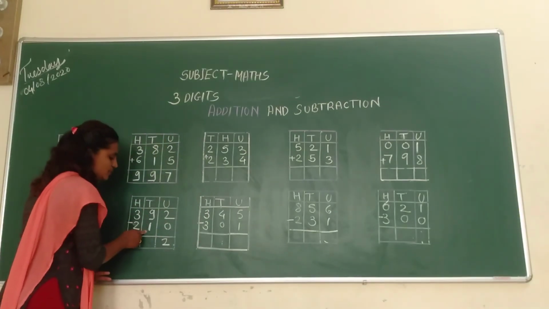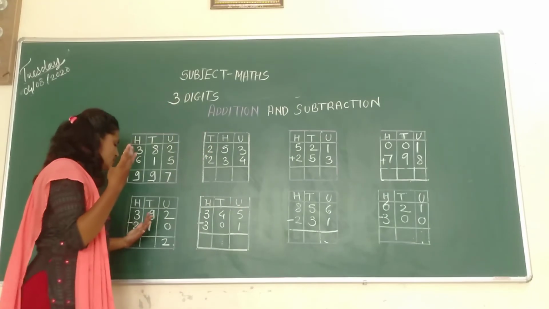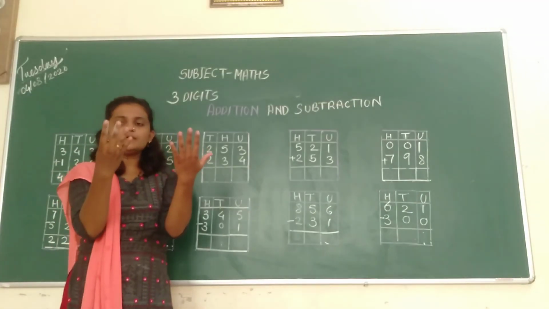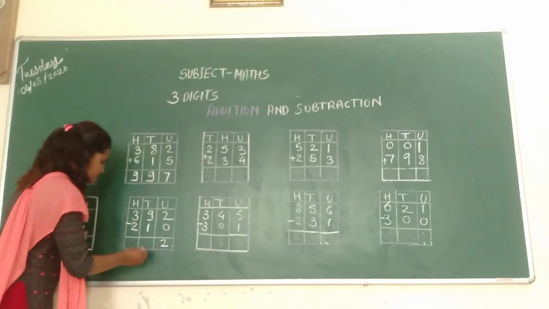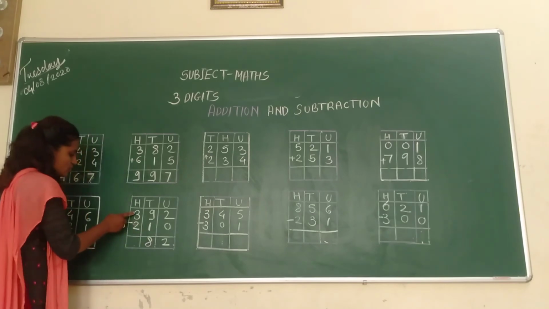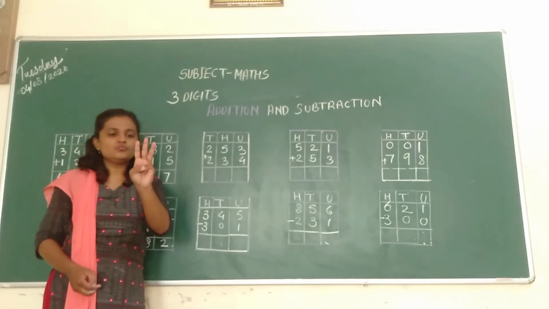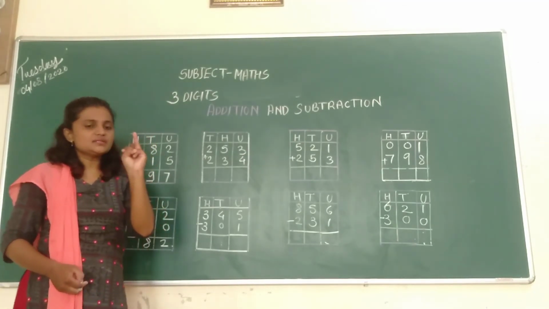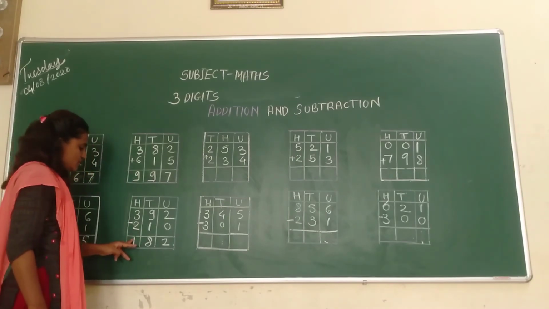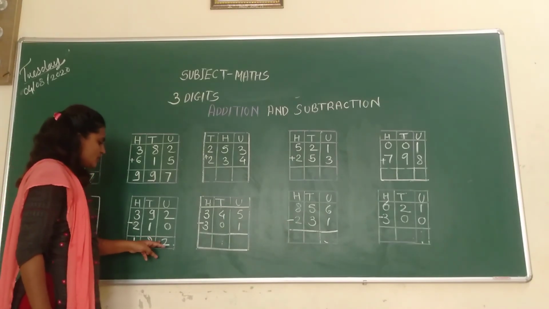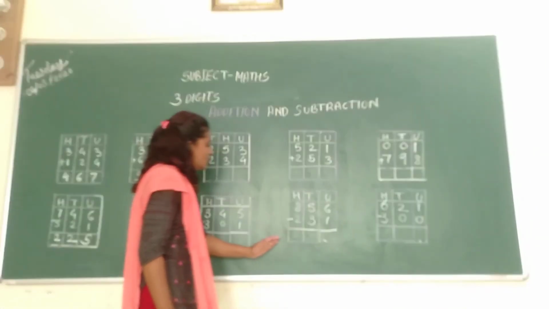Now 9 minus 1. Take 9 fingers and minus 1 finger. How many fingers are left here? Eight. And now 3 minus 2. Take 3 fingers and minus 2. 1, 2. How many fingers are there? Only 1. So our answer is 182.